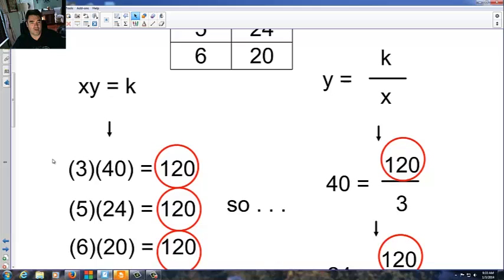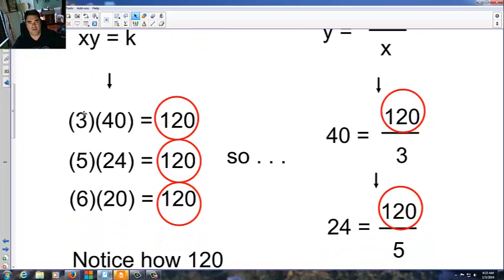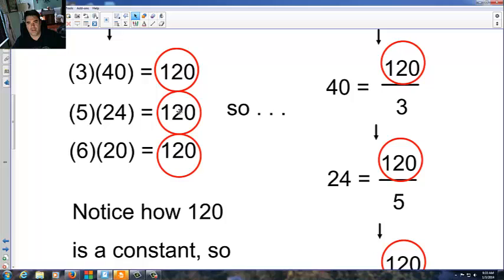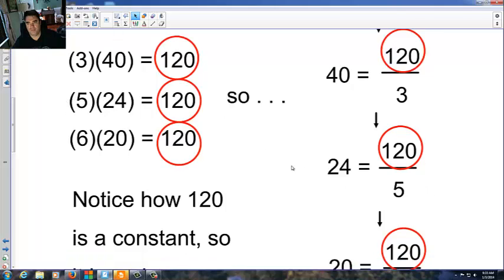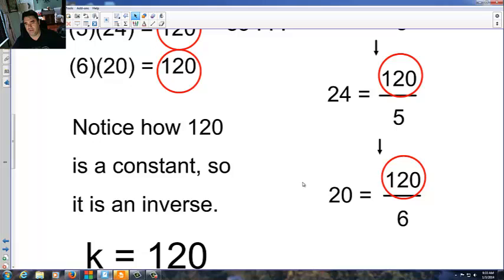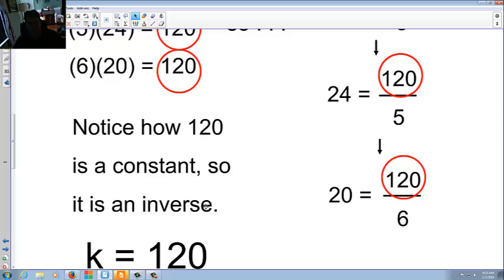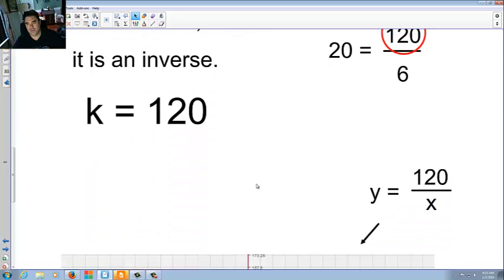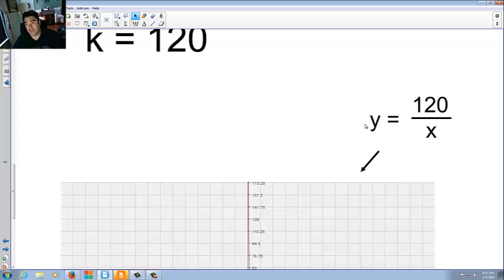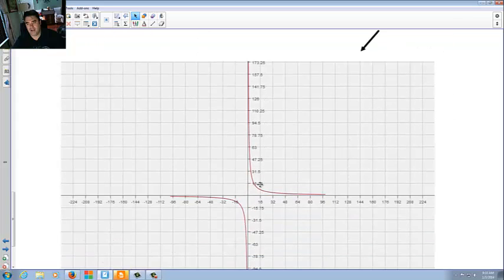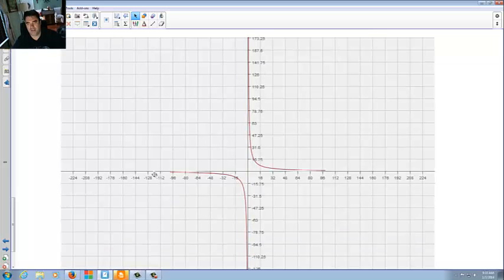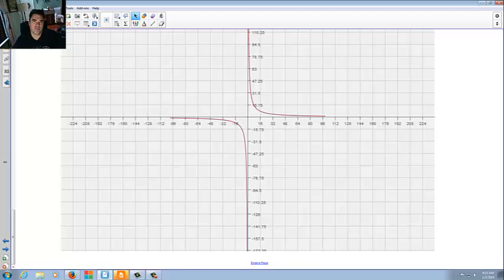So notice here how I plug them in again. 3 times 40 is 120. 5 times 24 is 120. 6 times 20 is 120. And if you do the reverse, if you take 120 divided by 3, you do get 40. You take 120 divided by 5, you get 24. And 120 divided by 6, you get 20. Notice how 120 is a constant, so it is an inverse. So k equals 120. If I were to go ahead and give you a graph, just show you y equals 120 over x, notice how this forms a very sharp up and down line, but then it splits into this line here, because it's the inverse variation.